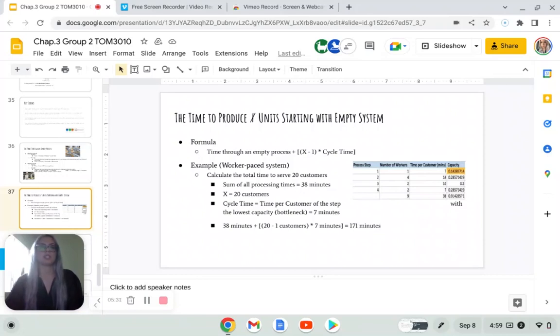The next piece of information is the number of units. So we must serve 20 customers, that's going to be your units. And the last piece of the puzzle is the cycle time of the bottleneck step. We can see by looking at the capacities of each stage that stage 1 is the bottleneck because it has the lowest capacity. So we will use the cycle time of 7 minutes for our equation. Putting it all together, we get 38 plus 19 times 7 for a grand total of 171 minutes to serve 20 customers, starting from an empty system.